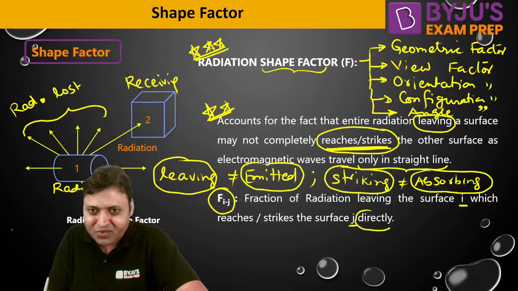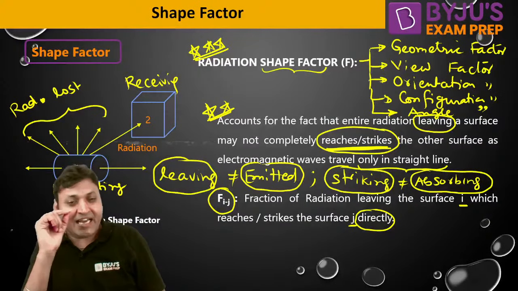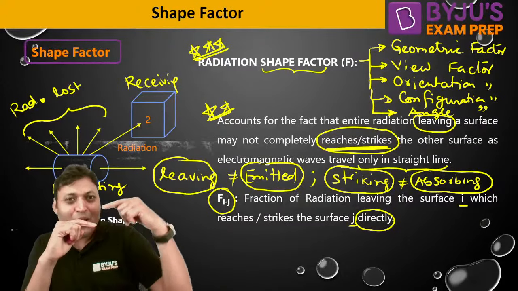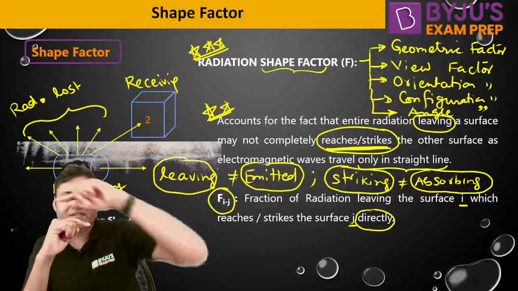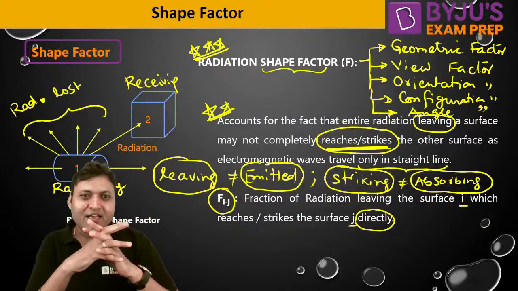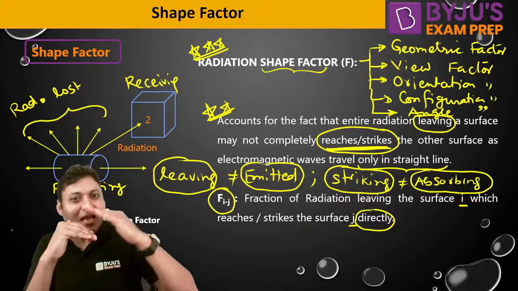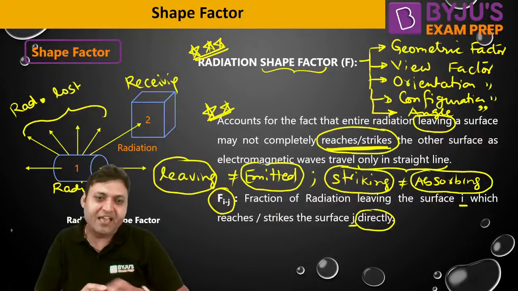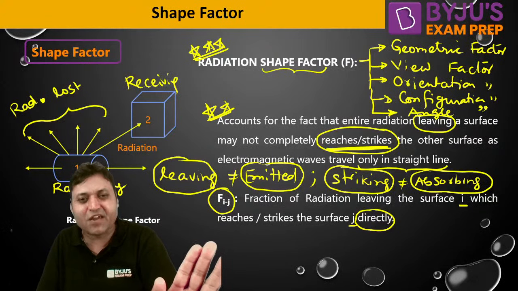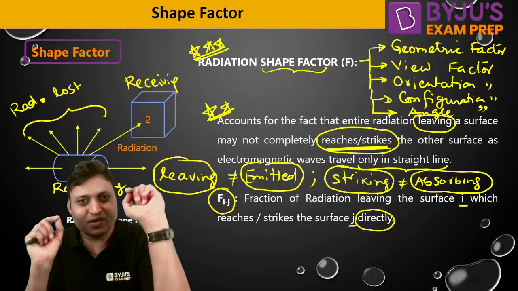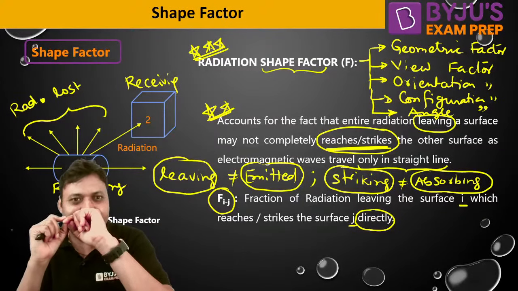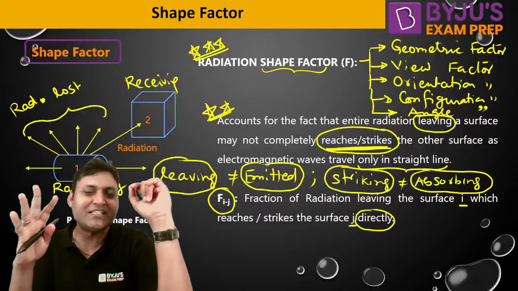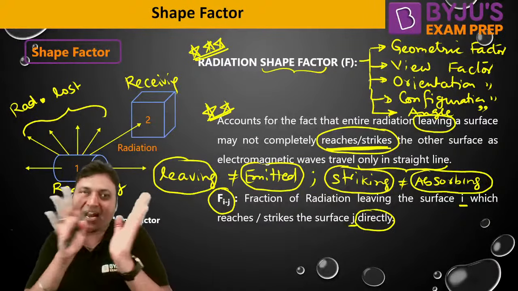That is important because the radiation leaving surface i may not reach j directly, but through some other path, like radiation leaving i striking K and then being reflected towards j. That will not be part of the radiation shape factor between i and j. To determine the shape factor between i and j, surface i is the radiating surface and j is the receiving surface receiving the radiation directly from i.